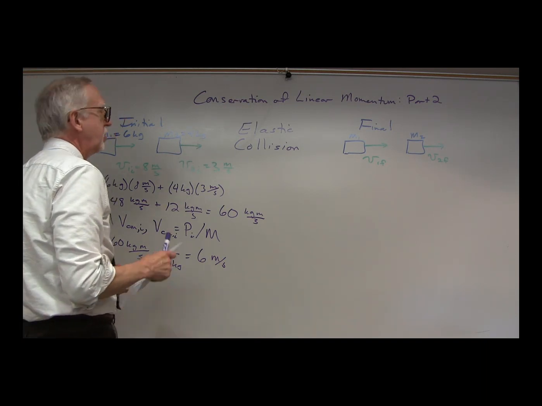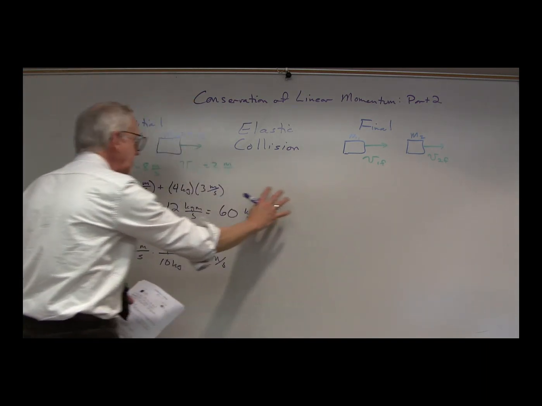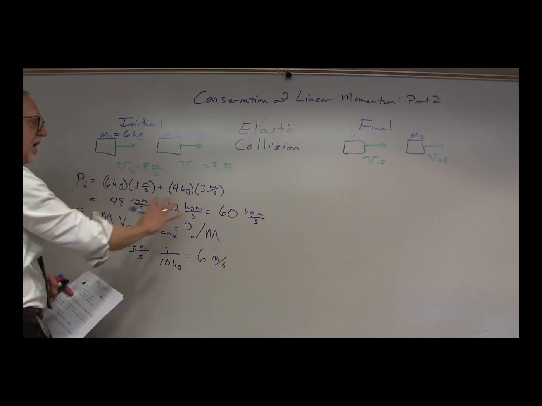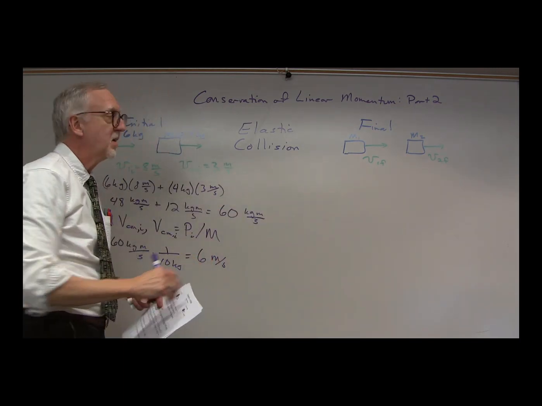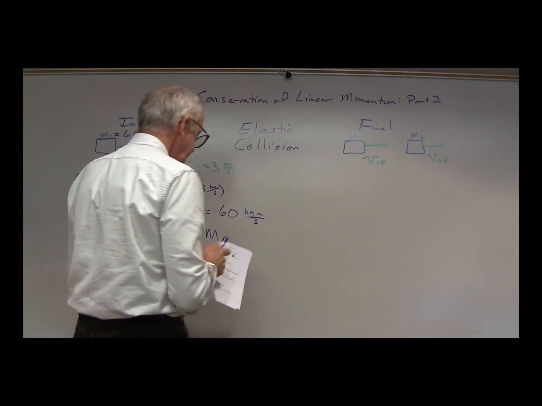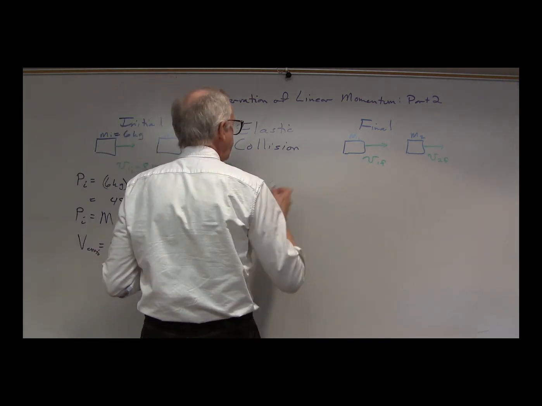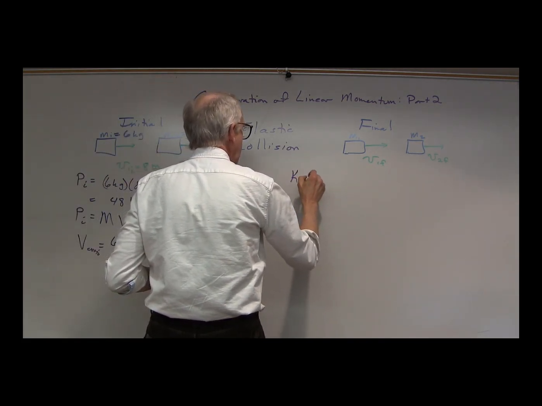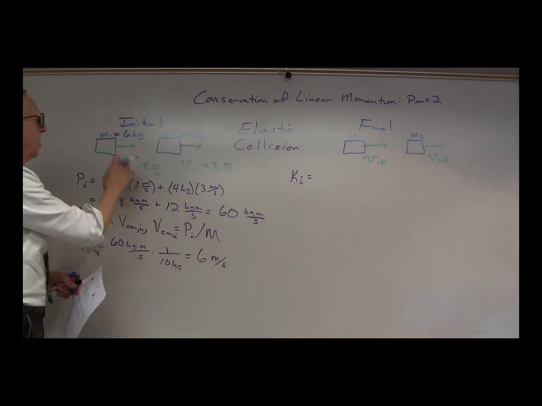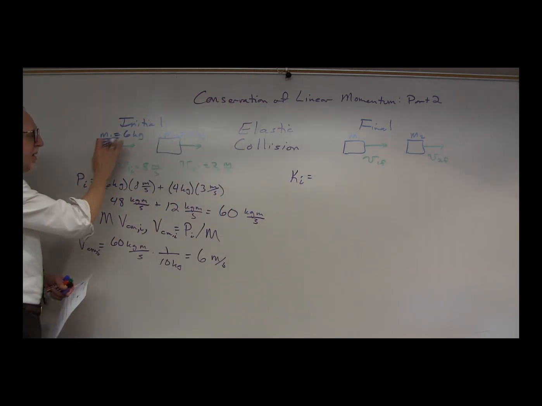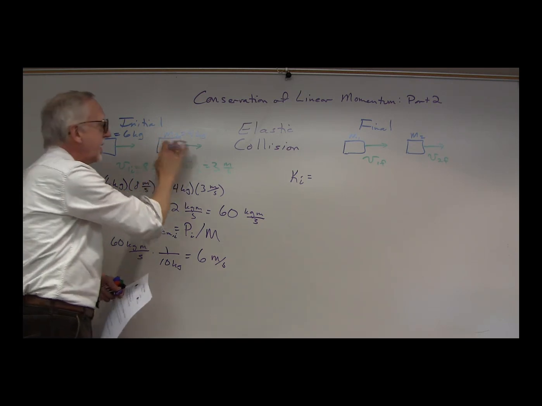I'm going to write this over here, but then we'll just put all of our results over on this side, so that we'll have space to do the final situation over there. So what is our initial kinetic energy? The initial kinetic energy will be the initial kinetic energy of the first mass plus the kinetic energy of the second mass. So what do we get?